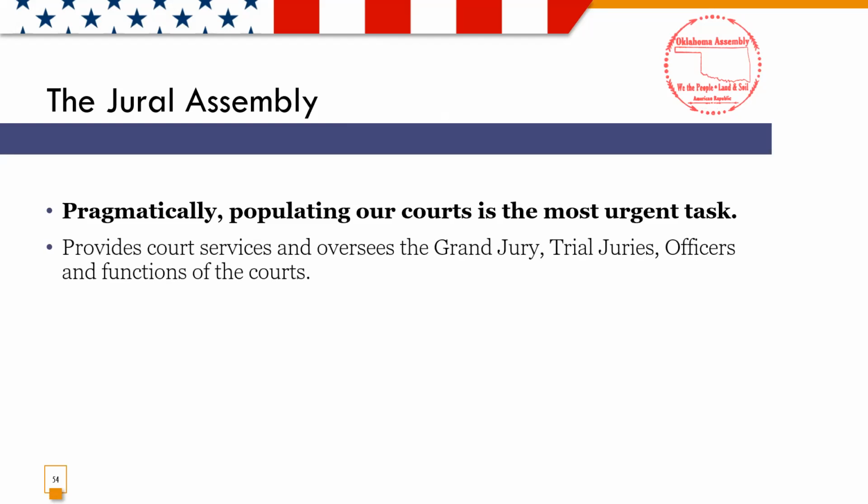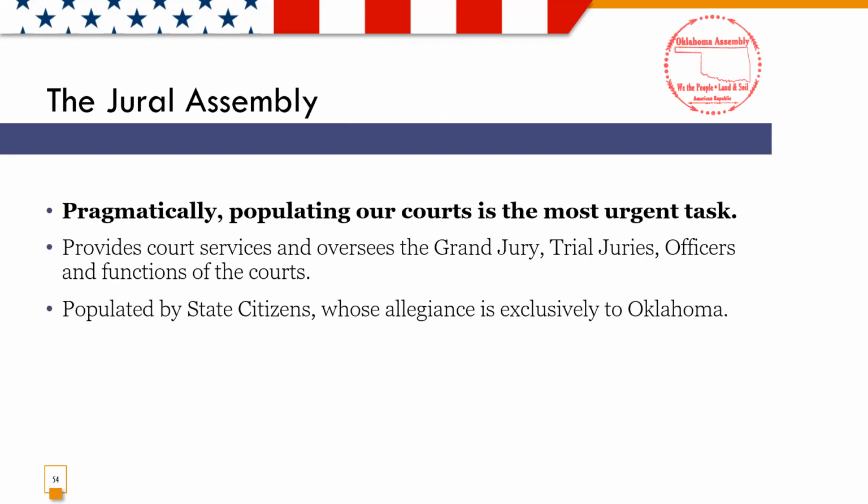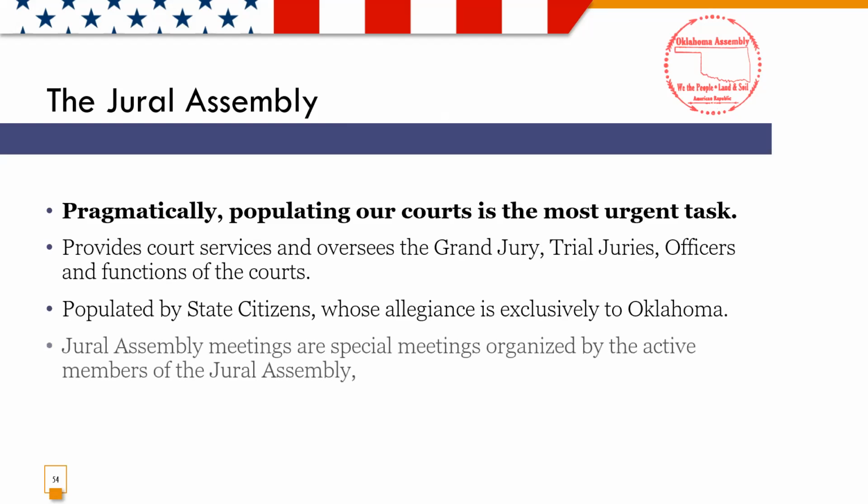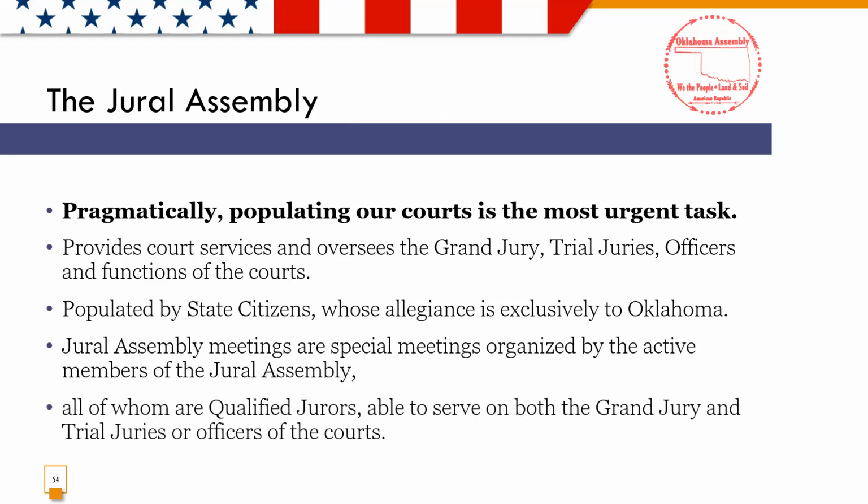It provides court services, oversees the grand jury, the trial juries, officers and functions of the courts. Populated by state citizens whose allegiance is exclusively to Oklahoma. Jural Assembly meetings are special meetings and organized by the active members of the Jural Assembly. And they are all qualified jurors, able to serve on both grand jury and trial juries or officers of the courts.